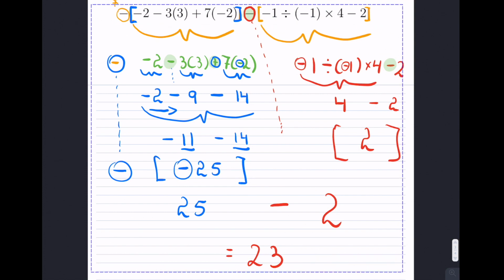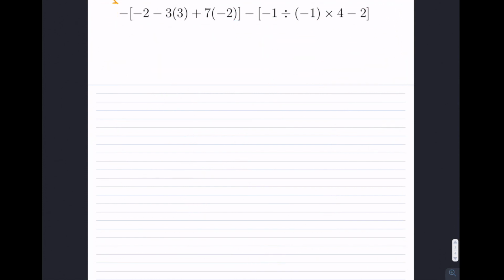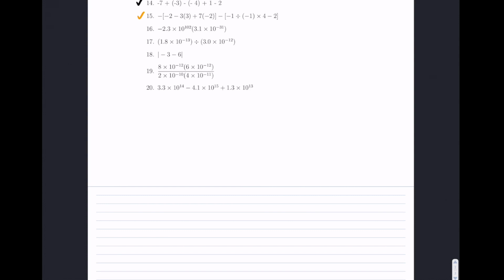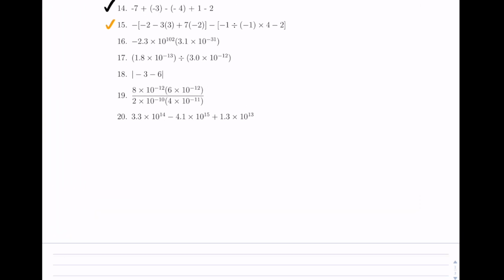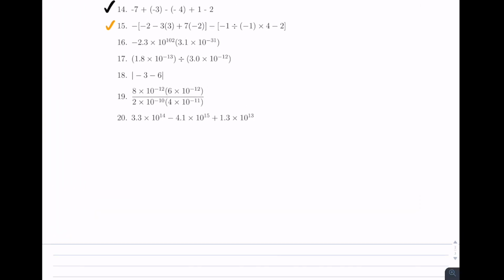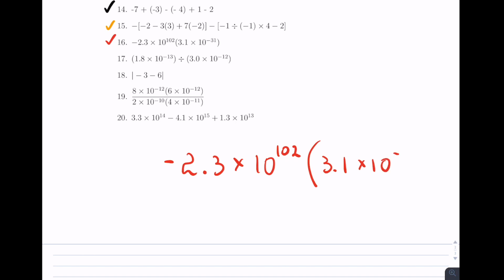Let's try the next example. Question 16. This one is scientific notation, and it's multiplying. We have negative 2.3 times 10 to the power of 102, multiplied by 3.1 times 10 to the minus 31.